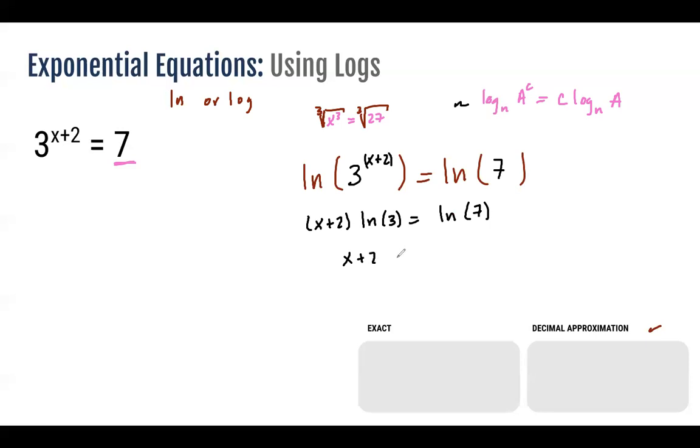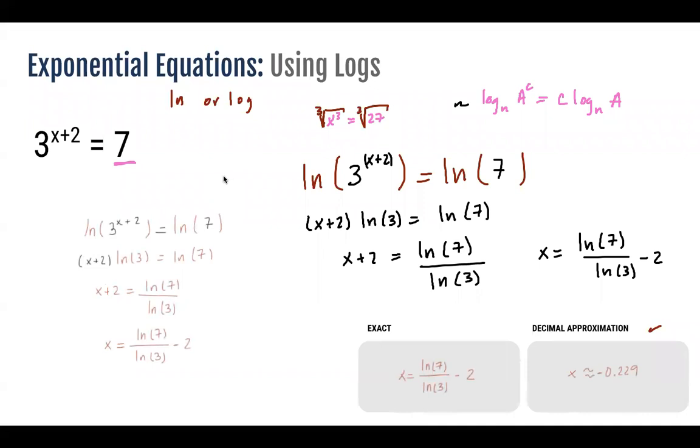So x plus 2 is going to be equal to the natural logarithm of 7 divided by the natural logarithm of 3. And finally, x is going to be equal to the natural logarithm of 7 over the natural logarithm of 3 minus 2. So that is our exact answer. So I'm just going to reveal the process we just followed. And if you're asked for the exact answer, you would choose this one right here.